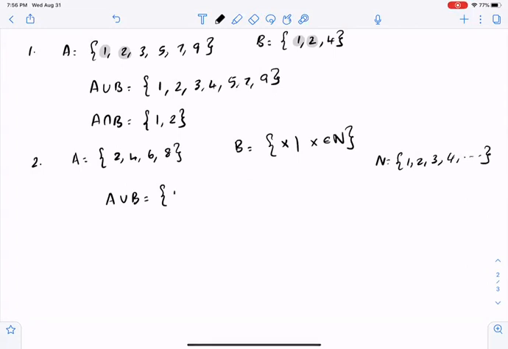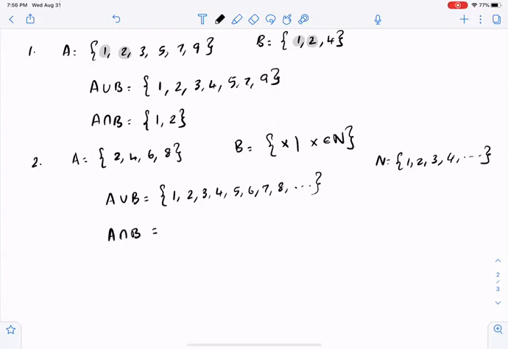Well, I've got 1, 2 is in both A and N, so I put 2. Got 3, 4, 5, 6, 7, 8, ... I'm just combining the two together. If you think about it, the set of odd natural numbers and the set of even natural numbers are both part of the set of natural numbers. And 2, 4, 6, 8 are even numbers, so they had better be there when we combine in A union B.